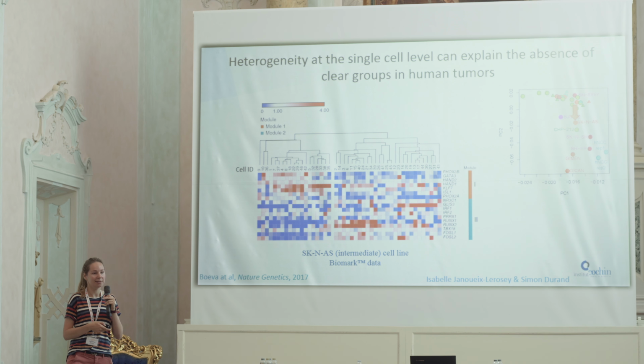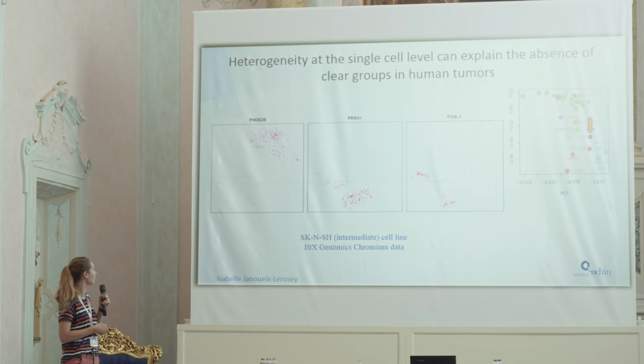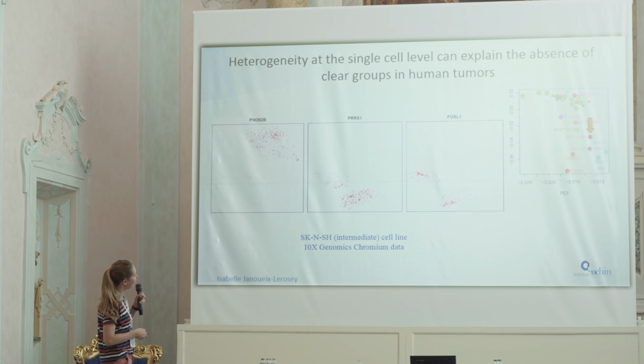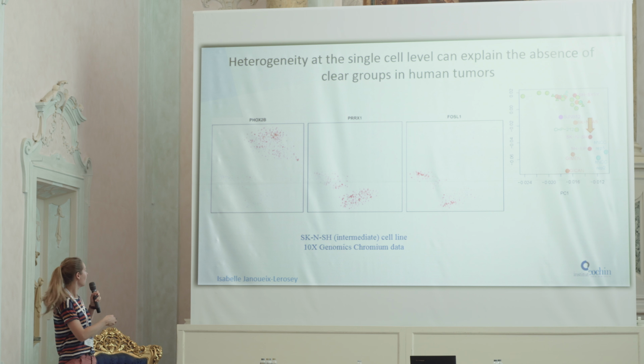It's not very clear, so we repeated this experiment by applying the 10x single-cell RNA-seq technique, and this data are unpublished. I'm very sorry for the resolution. So you almost don't see the gray clusters. So what I'm showing here is single-cell RNA-seq data for SK-N-SH, mixed cell line, and this is the expression of PHOX2B, PRRX1, and FOSL1 in the t-SNE dimension reduction space. And you have here 3 clusters. One cluster here expressing PHOX2B, and 2 clusters here expressing PRRX1 and FOSL1 and the group 2.